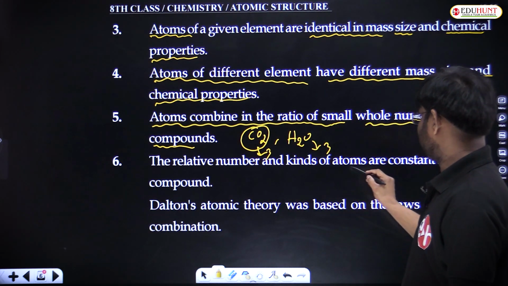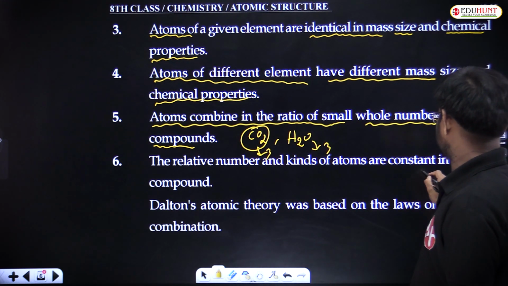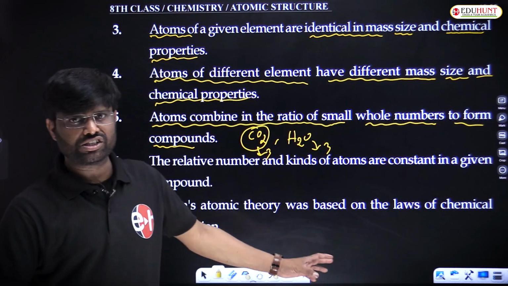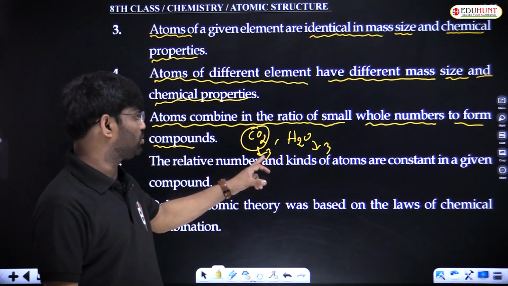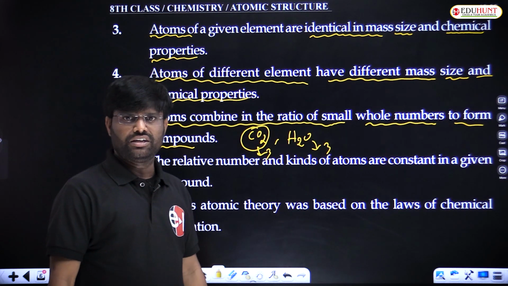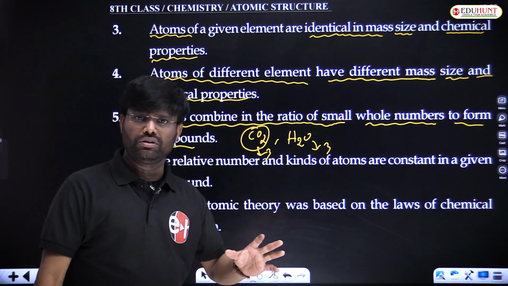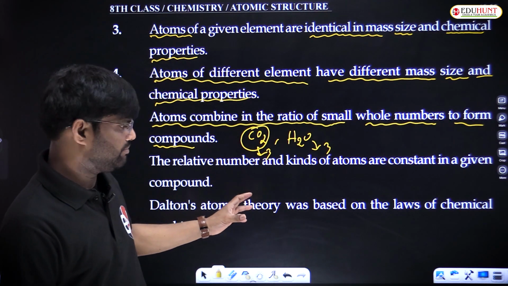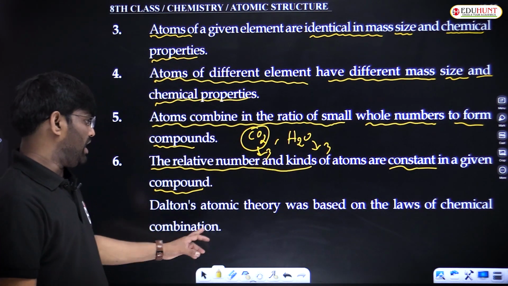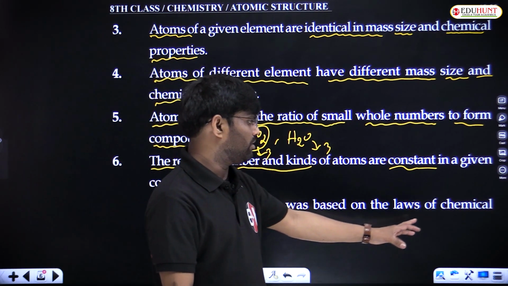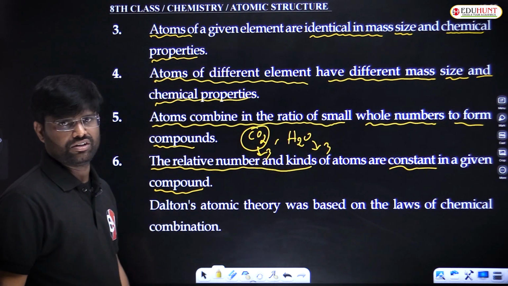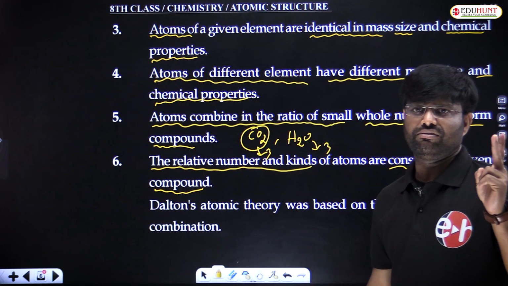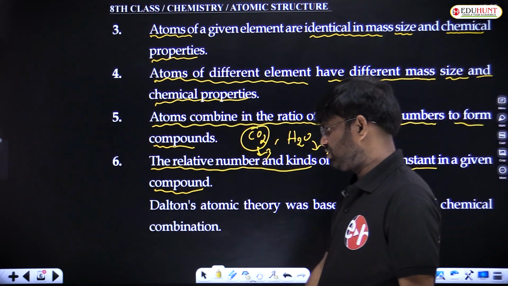The relative number and kinds of atoms are constant in a given compound. In CO2 it is 3. Every compound, every molecule has the same constant. Dalton's atomic theory was based on the laws of chemical combination: one is the law of conservation of mass, another is the law of definite proportions. So let us see that.